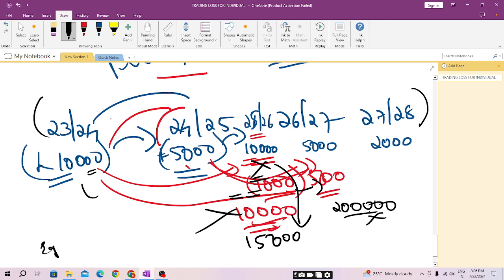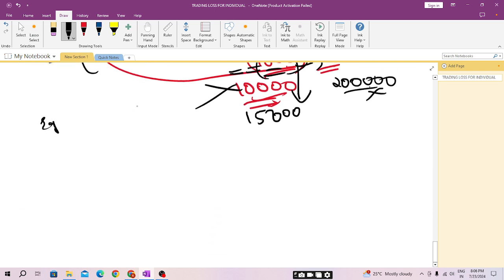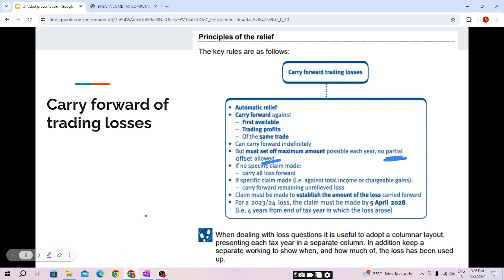No partial claim means I can't choose the amount. I can't choose the amount of loss which I will set off against that tax year. The whole amount needs to be set off.